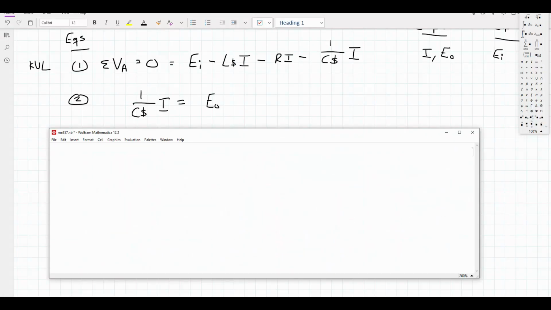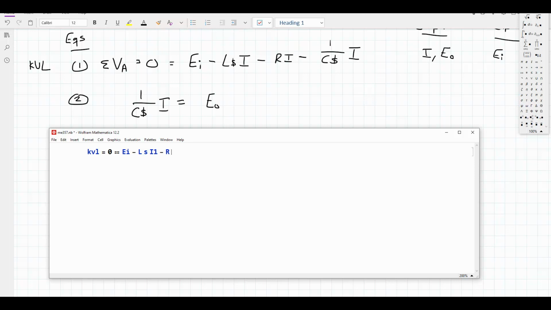Now I'll transcribe my equations into Mathematica. I'll call the first one KVL. So this is going to be 0 equals EI minus L times S times I. Now, one thing to note, you'll notice that capital I is black, it's not blue, because Mathematica treats capital I as the square root of -1. So for the purposes of Mathematica, I'll just call it I1 so that it thinks it's a variable and not a constant that it already knows. I just have to remember to do that everywhere.